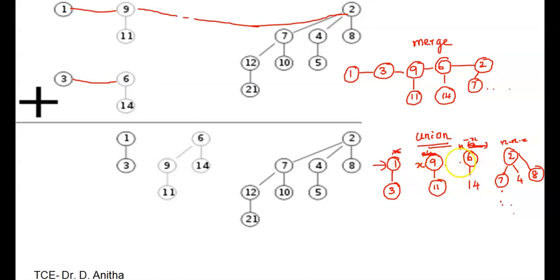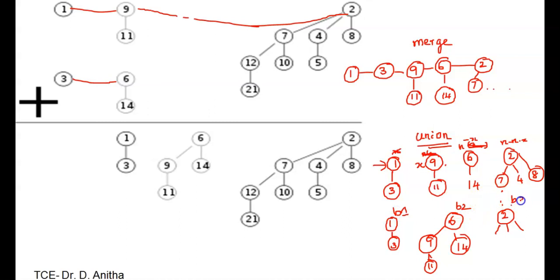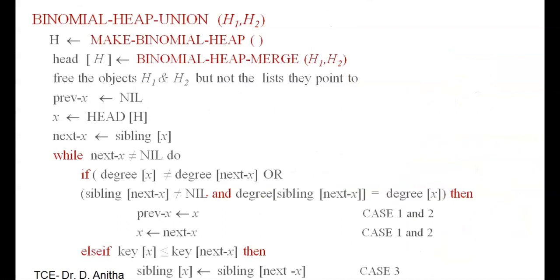So when you want to link, you have to find the minimum element, and hence you should make 6 as the root. So original child, then make this 9 and 11 as its child. And you have 1 and 3 as usual, and this 2, 7, 4, 8 would be there. So this is B of 1 tree, B1, this is B2, and this is B3. So now you get the resultant. This is how you merge your binomial heaps. Hope you understand with this example.